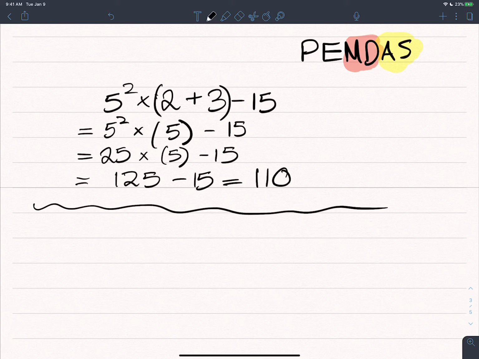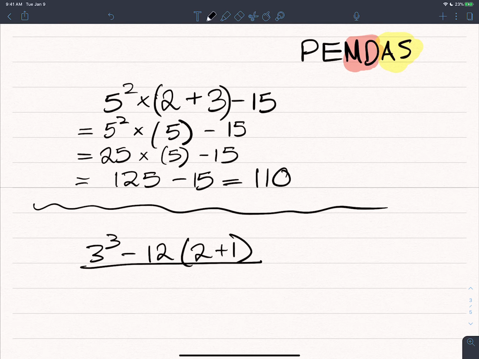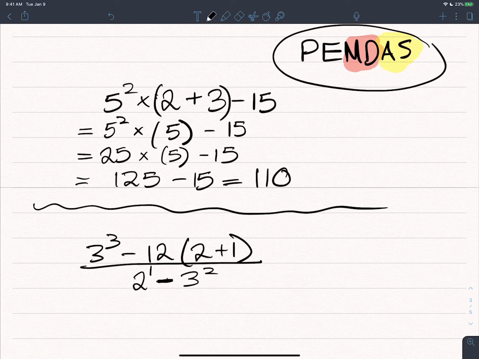We're going to have 3 cubed minus 12 times 2 plus 1. That's all going to be divided by 2 to the first power minus 3 squared. Looks like a lot, but that doesn't matter. That shouldn't faze us because we have what to the rescue? We have PEMDAS to the rescue, which is going to tell us exactly how to do it.